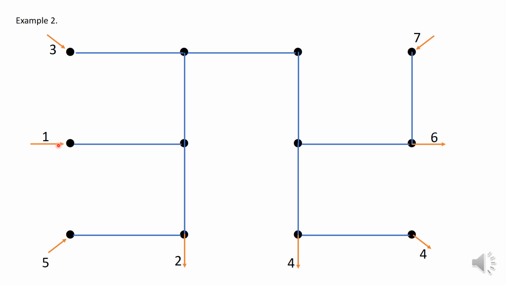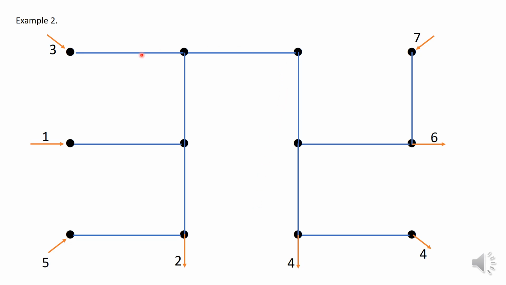Let's look at the flows leaving the network. You have 6 and 4 and 4 and 2. That's 16 also leaving the network. So you have 16 entering and 16 leaving. So it's a balanced set of flows. And the network is in the form of a tree. It's connected because you can go from any vertex, any node, to any other node.